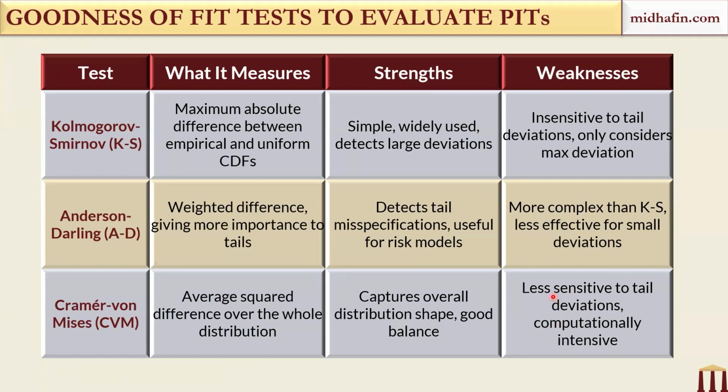Okay, so putting it all together, each test has a slightly different lens. KS is simple and flags the biggest gap. AD zooms in on tail problems, and CVM balances out the whole distribution. And that's why in practice, many institutions run multiple tests together to make sure they are not missing any red flags in their PIT analysis. Just like we discussed in the beginning, many institutions run both exceedance-based tests and PIT-based tests as well.